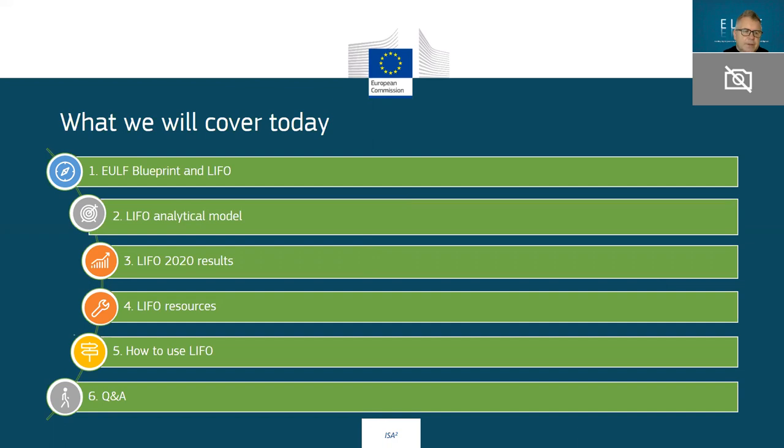Then Massimo will present the results of the LIFO wave 2020, as you will be informed later on. There were two waves, one in 2019, another one in 2020, starting with 10 countries and then extending to 23 countries. Then Massimo will also share about the LIFO resources and give some potential instructions and use cases of how LIFO can be used. At the end, as mentioned, there will be some space for questions and answers.